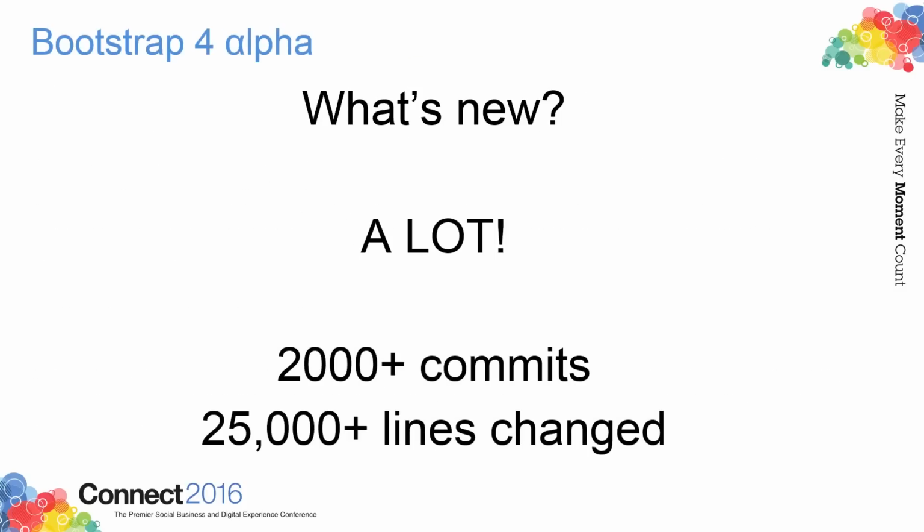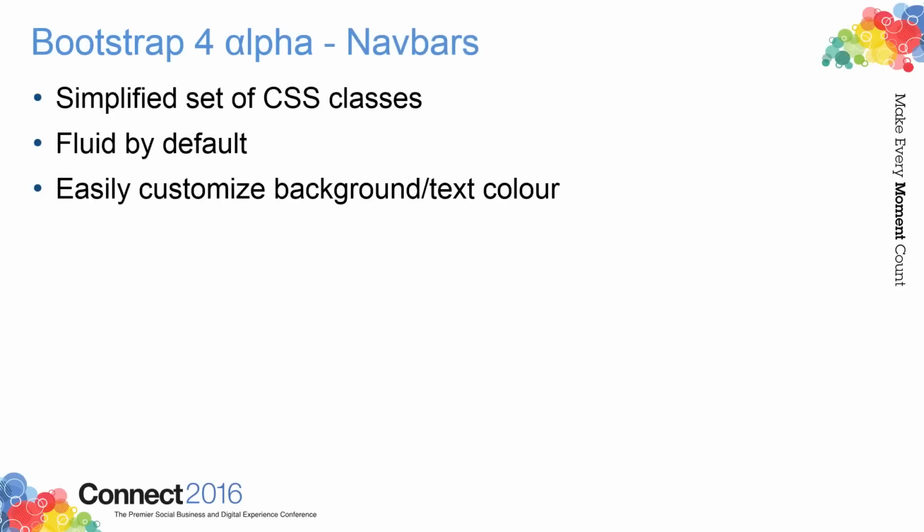So what's new in Bootstrap 4? Well, there is a lot. There's over 2,000 commits that have already been added, changing over 25,000 lines of CSS and JavaScript code and documentation. So there's a lot of overhaul going on here and a lot of changes. So what I want to do now is go through a list of those. I've listed the significant changes that you'll come across in Bootstrap 4 compared to 3, and show you a few demos of those changes.